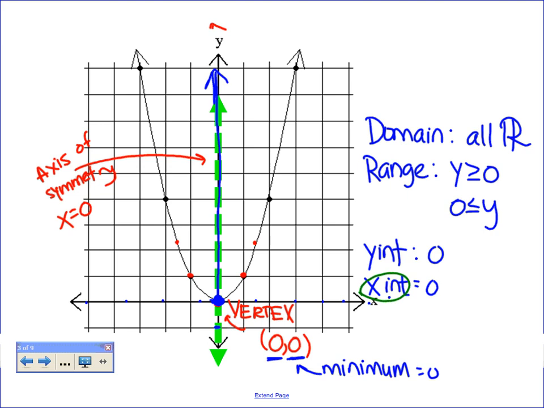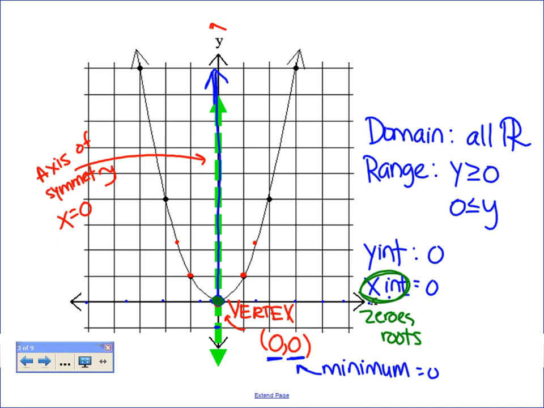This x-intercept, we're going to call that the zeros of the function. The zeros, or the roots. Wherever it intercepts the x-axis is going to be called the zeros or the roots of the function. So in this case, how many times does this parabola intersect the x-axis? Once, right here. So the zeros of the function or the roots of the function are just 0.